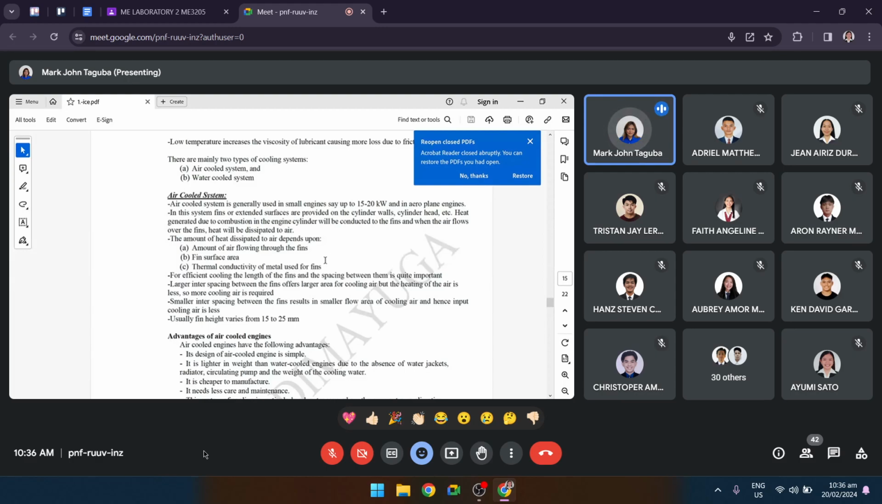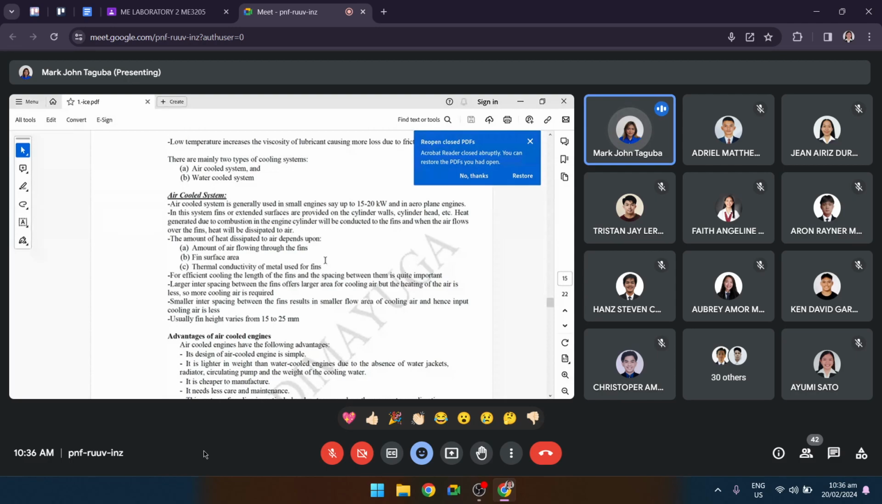Ayan, so first one is the air-cooled. Yung pala pinakita sa atin sa video, yun ay example ng water-cooled system. Okay, so first one is the air-cooled system. So it is generally used in small engines that's up to 15 to 20 kilowatts and in aeroplane engines. So usually ginagamit tong air-cooled system dun sa ating mga motorbike.